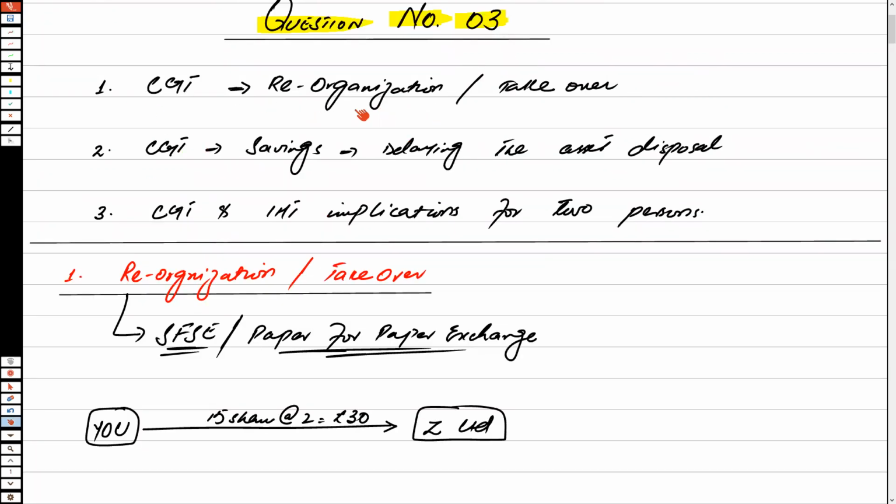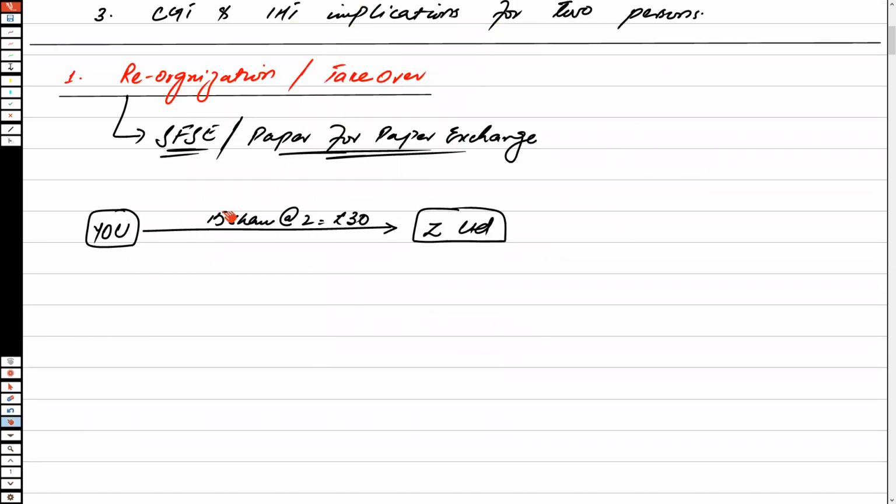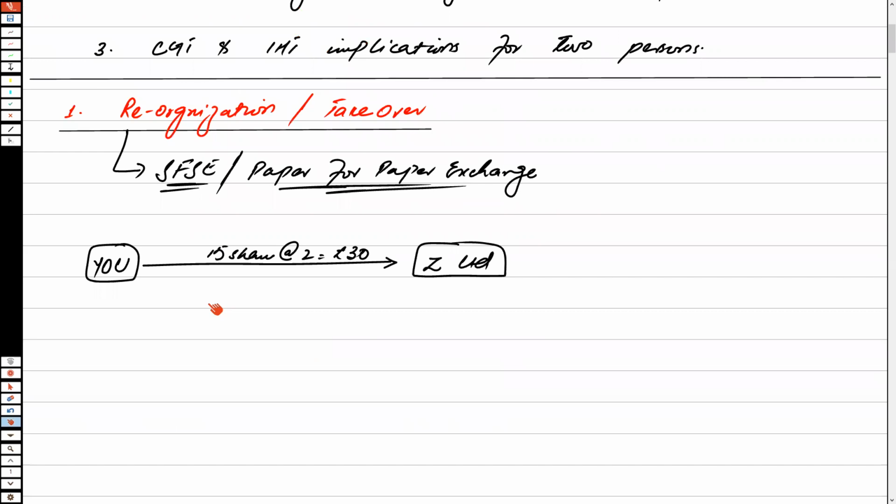At time of reorganization, what will be the CGT implication, how to deal with the transaction, what happens at the time of reorganization, what exactly do you mean by the share for share exchange. So I'm just creating a scenario to make you understand. You purchased 15 shares at 2, you invested an amount of 30 in Z Limited.